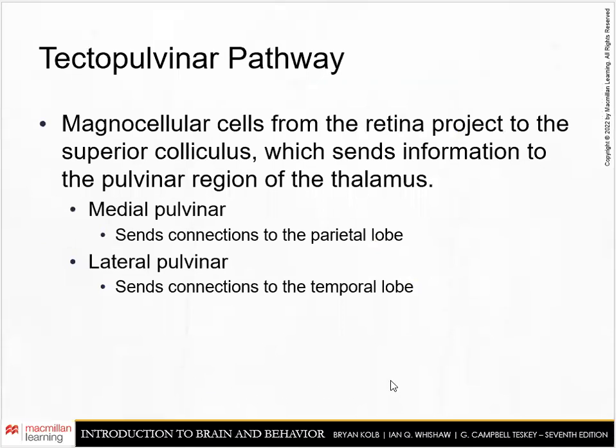The tectopulvinar pathway. The magnocellular cells from the retina project to the superior colliculus, which sends information to the pulvinar region of the thalamus. There's the medial pulvinar, which sends connections to the parietal lobe, and the lateral pulvinar, which sends connections to the temporal lobe.